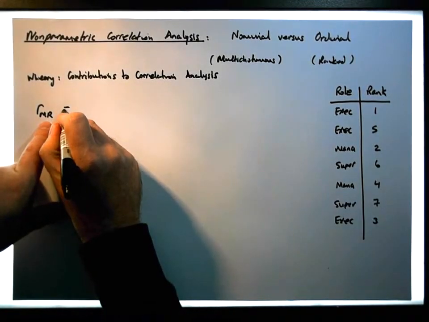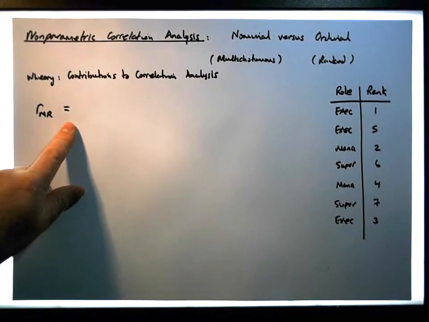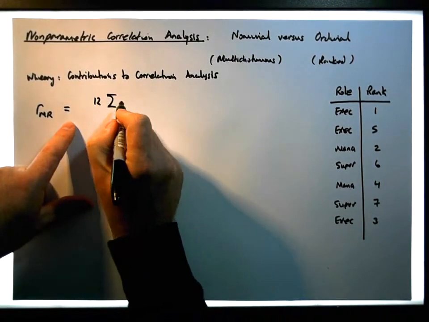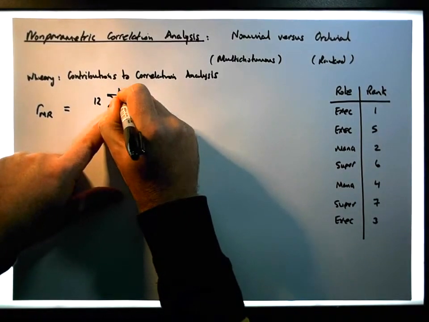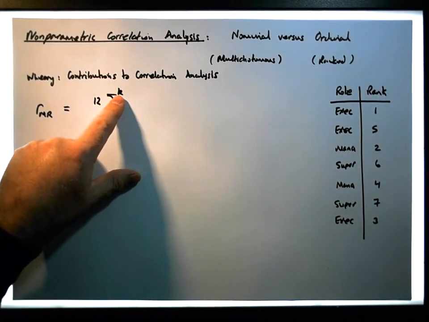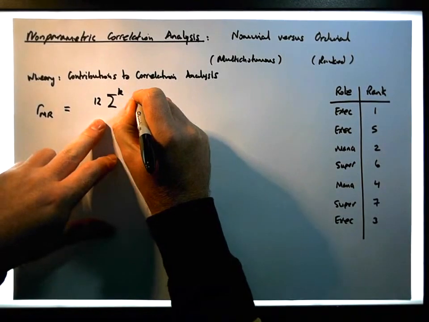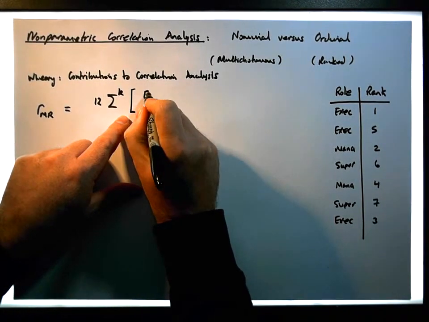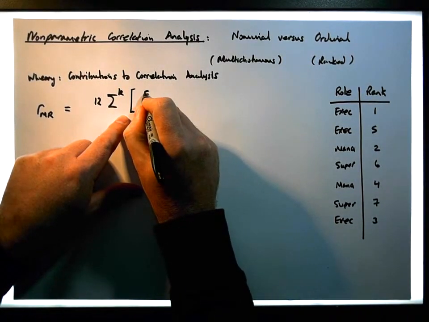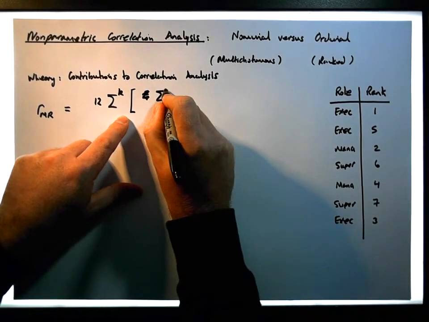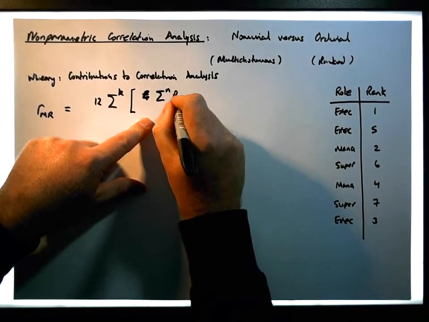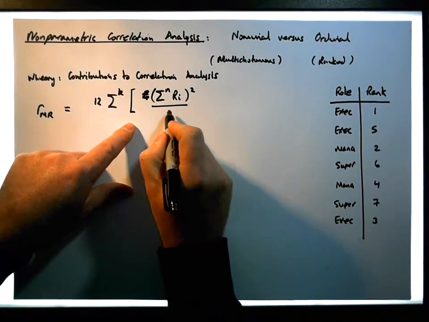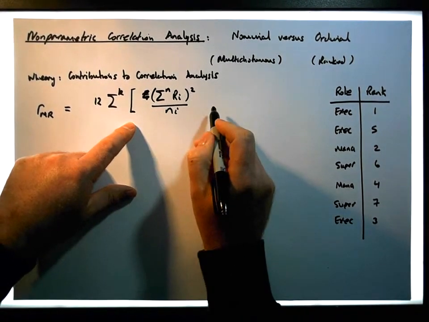Now this looks a bit complicated, but it's actually straightforward enough. It's equal to 12 times the sum, for all of the multichotomies, in other words for all of the groups, of the ranks within the groups. We sum up the ranks within the groups, square that value, and divide it by the size of the group.